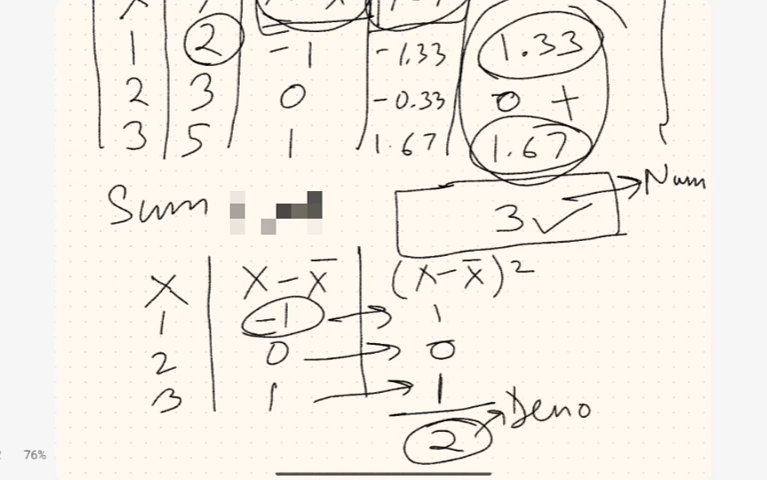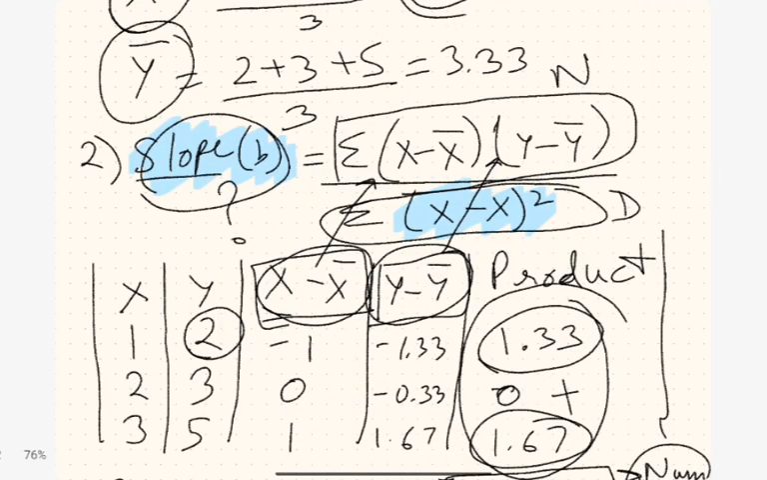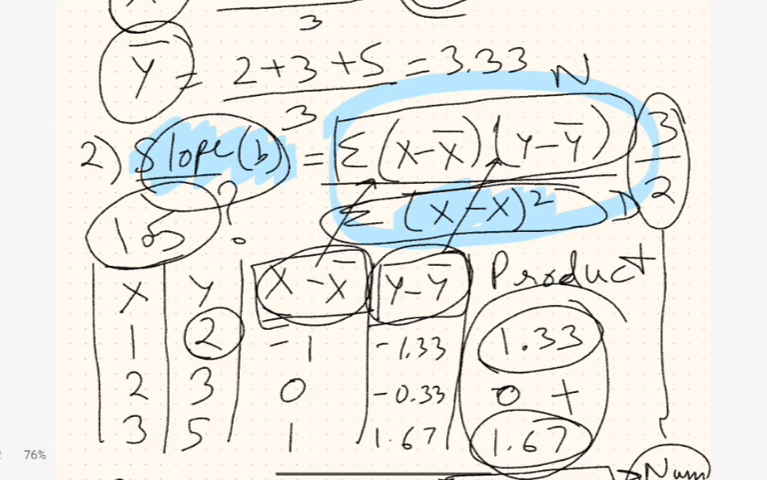Now when you see here the numerator and the denominator, put the values in this formula to get the slope. What do we get? We get 3, that was the numerator, and 2, which was the denominator. The slope is 1.5, right? The value of slope is 1.5. So we have found out the value of b. Now we need to find out the intercept, which is a in our regression equation.